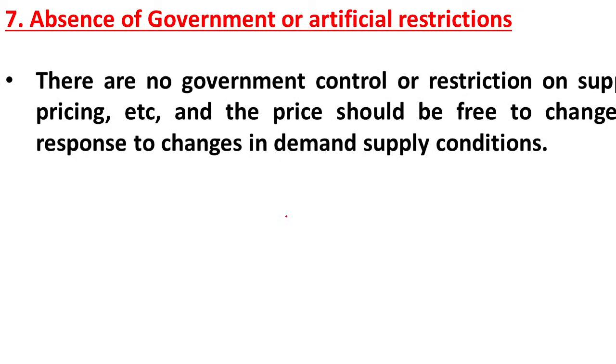The next feature of perfect competition is the absence of government or artificial restrictions. There is no government control on supply, price or demand. Suppliers are allowed to produce in whatever quantity, and buyers are allowed to purchase in whatever quantity. There are no restrictions here. The price is also free, fixed by market forces such as demand and supply of the goods. The government won't play any role here.